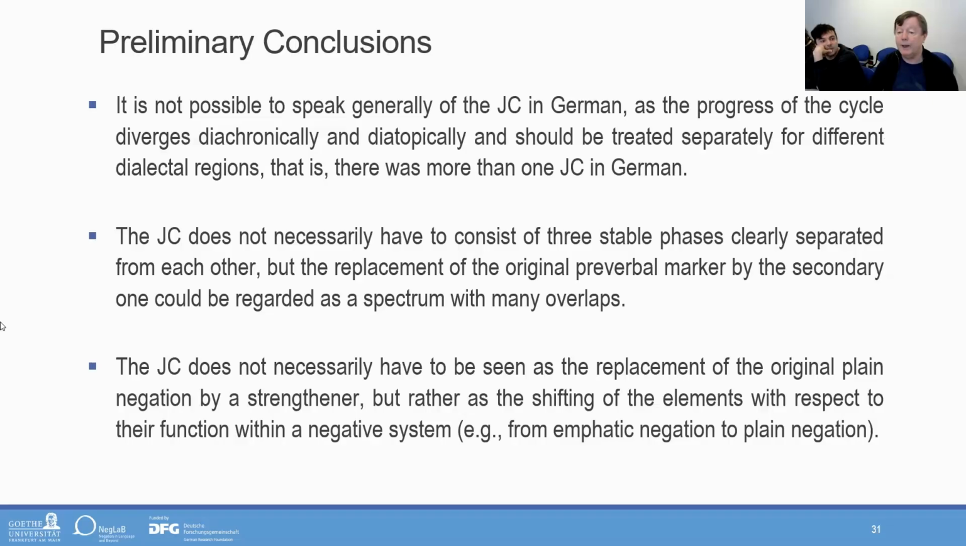The Jespersen cycle does not necessarily have to consist of 3 stable phases, clearly separated from each other, but the replacement of the original preverbal marker by the secondary one could be regarded as a spectrum with many overlaps. And finally, the Jespersen cycle does not necessarily have to be seen as the replacement of the original plain negation by a strengthener, but rather as the shifting of the elements with respect to their function within a negative system, for example, from emphatic negation to plain negation.